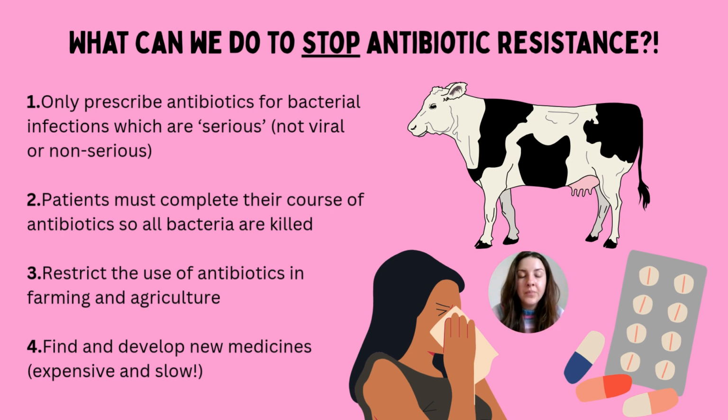So what can we actually do? Well, one of the things you need to know is that we can only prescribe antibiotics for bacterial diseases, not viral infections, not for non-serious illnesses, things that can be treated over the counter or by a person resting. These are only for bacterial infections, so they're limited on what they can be used for now. Another thing is that a patient who is prescribed antibiotics must finish their course of antibiotics so that all the bacteria are killed. That's really important because if someone was just to take a few pills, they start to feel better, that can actually reduce the effect of the antibiotics and therefore lead to resistance as well. So really important point there.